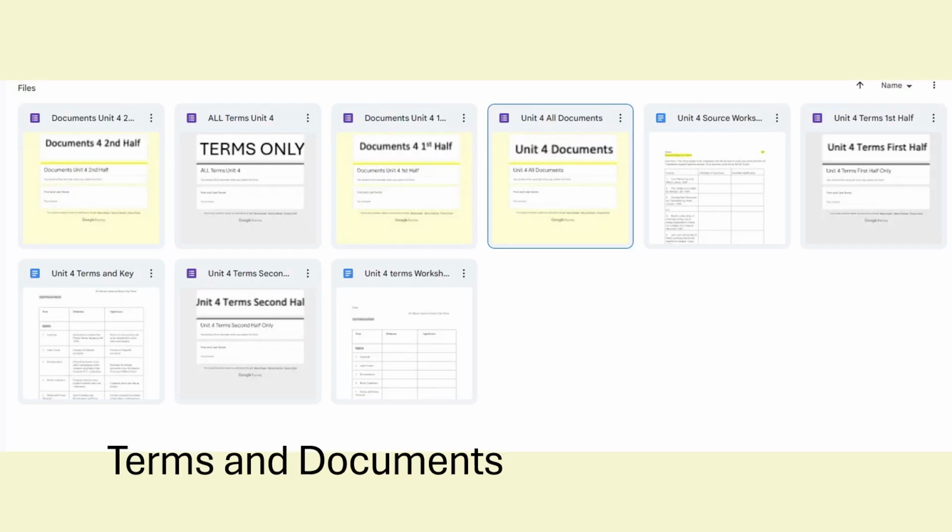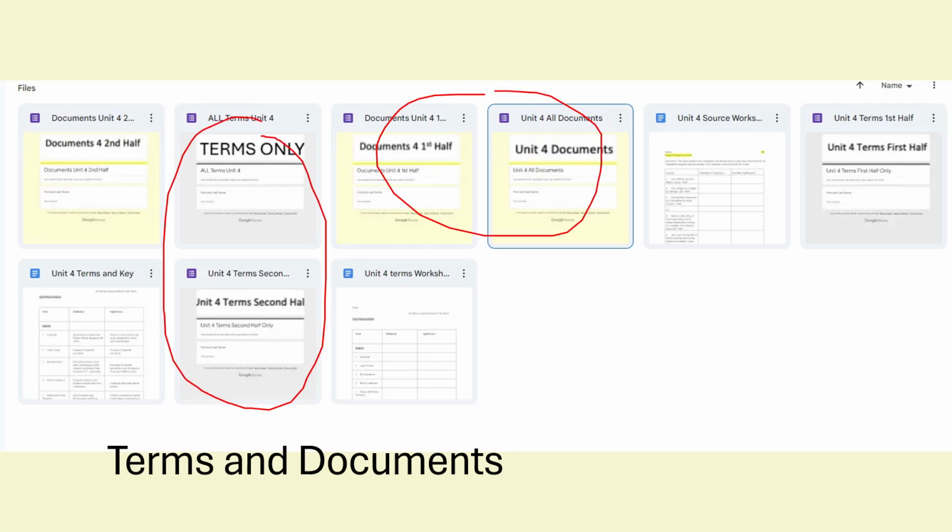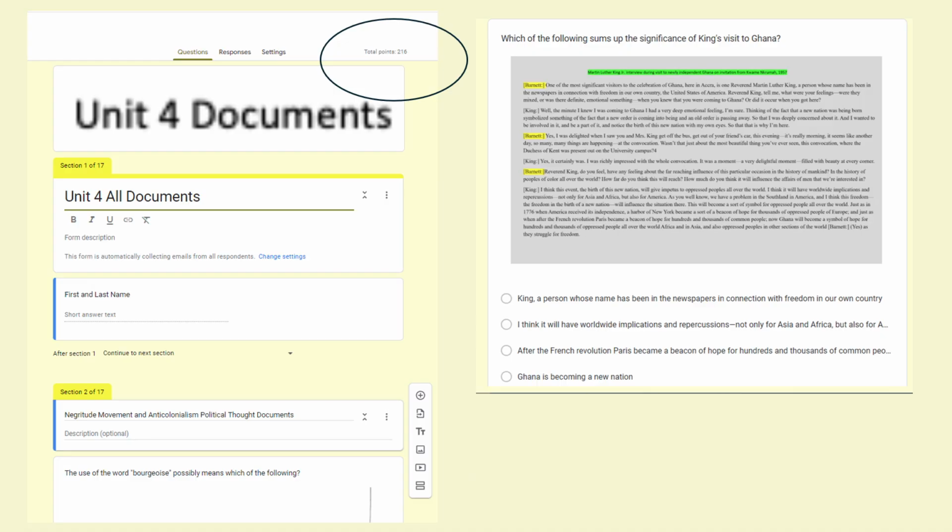The next series of slides include screenshots, primarily from Unit 4, but all units work the same, using the same structure for Google Form assessments as well as paper assessments. Separate from the daily lesson Google Forms, you also get a document Google Form and then a series of term Google Forms for Units 1, 2, 3, and 4. And here we have some more screenshots from those Google Forms using required sources.